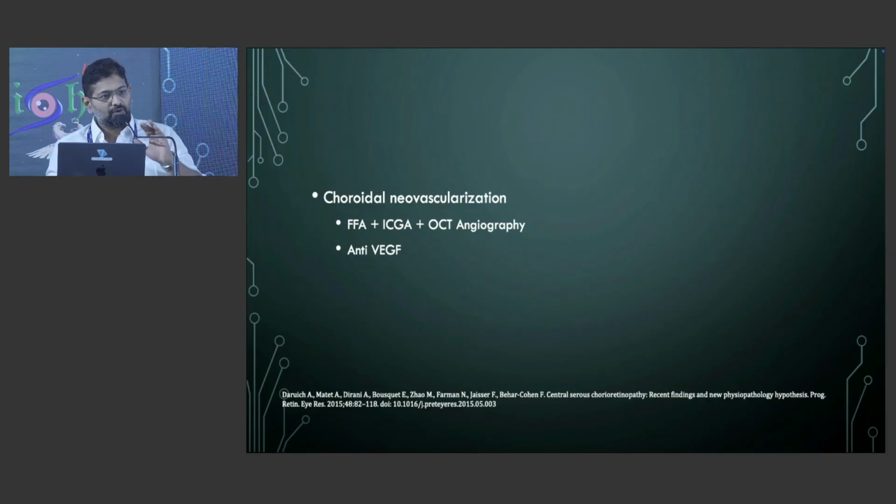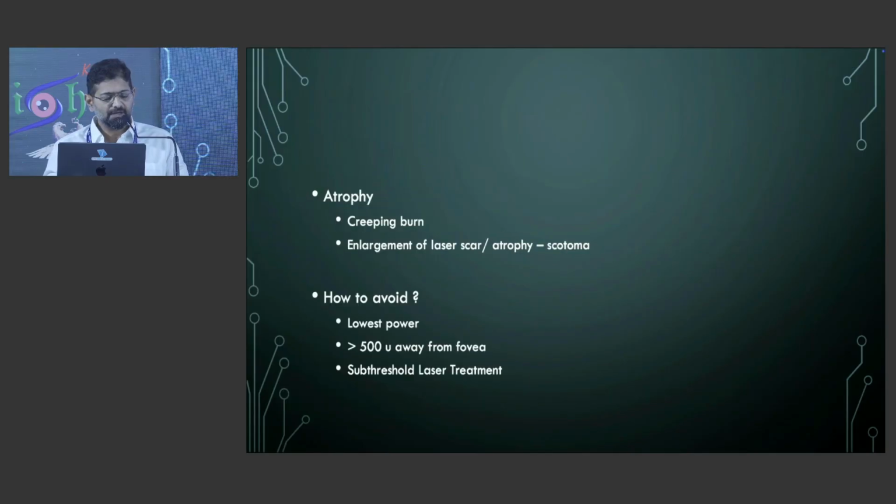So if you have a choroidal neovascularization, get an FFA, ICG or OCT angiography, and the treatment for that will be anti-VEGF injections. Also along with that, sometimes what can happen is there is macular fluid, right? And most of the time the leak would be just beneath the fluid.